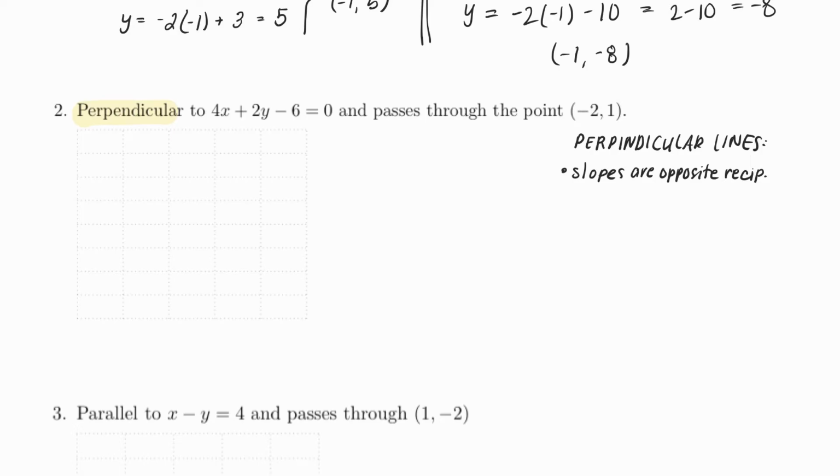There is one issue here, though. This equation that I'm given, the 4x plus 2y minus 6 equals 0, is not in slope-intercept form. So I don't know what the slope is. So the first thing I'm going to do here is put it in slope-intercept form.